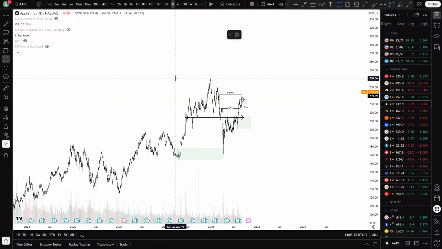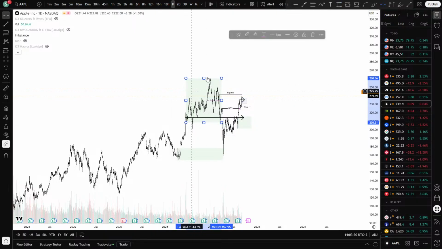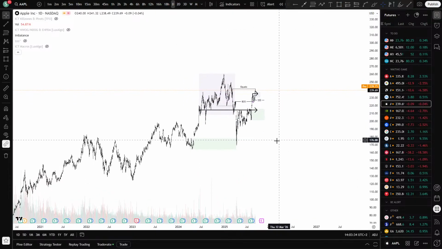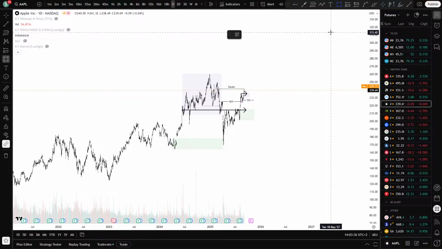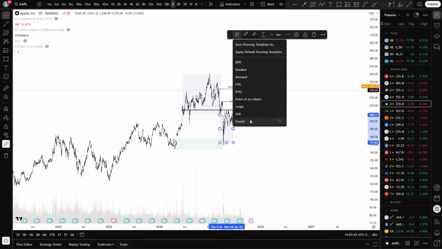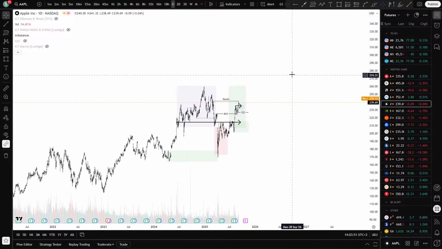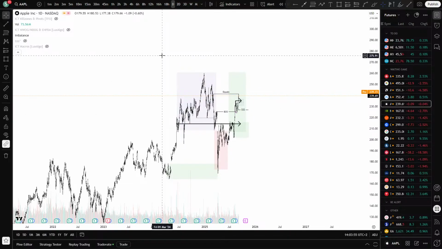I don't know if anyone is familiar with the power of 3, but this is your range on Apple. A power of 3 consists of 3 phases: the range phase, the manipulation phase, and your expansion phase. On Apple, this can be your manipulation phase, and right now we can be in our expansion phase, indicating we can try to trade towards new all-time highs again.